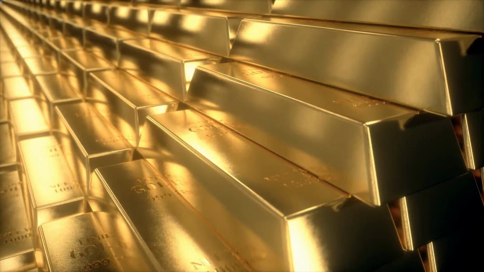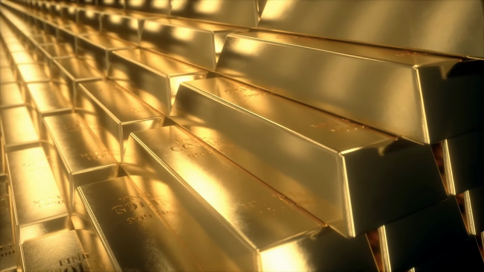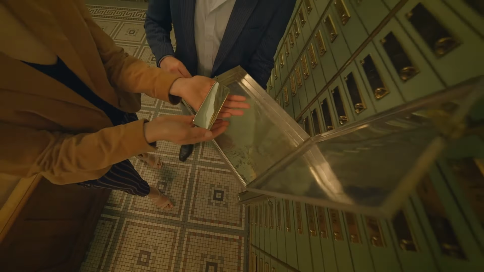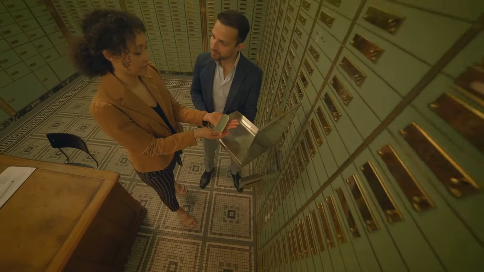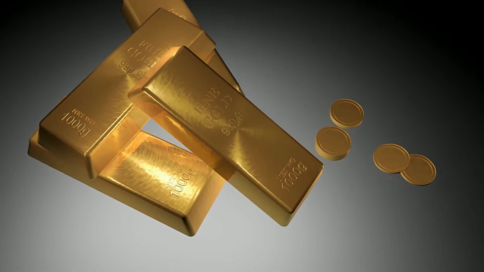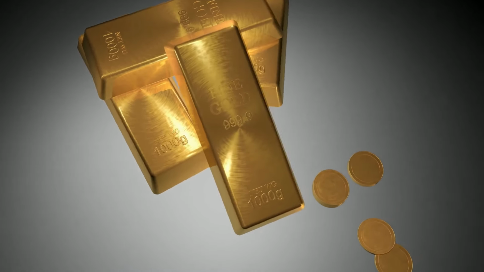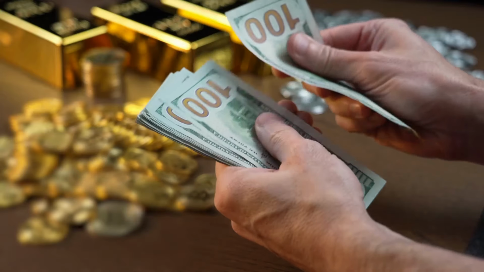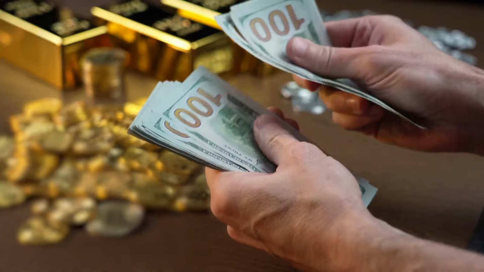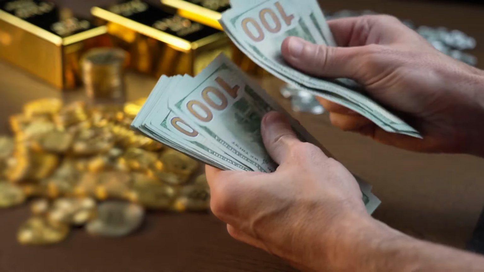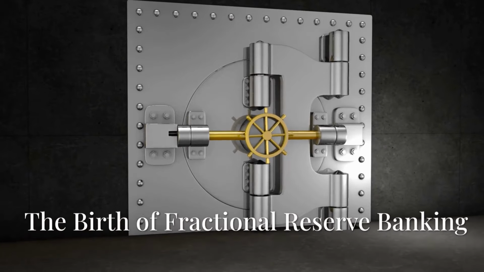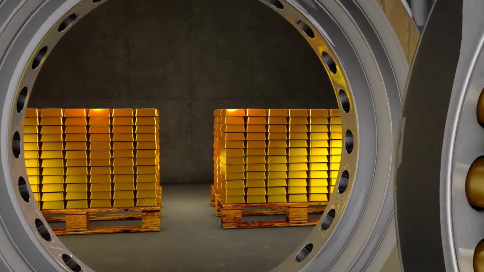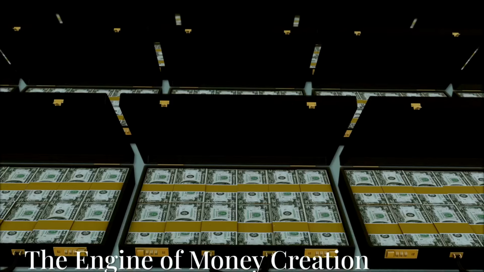Goldsmiths, recognizing the potential of this system, realized they could lend out a portion of the deposited gold and earn interest. This practice of lending and earning interest was the beginning of what we now consider traditional banking activities. They issued more receipts than the gold they held in reserve, effectively creating money. This overissuance of receipts allowed for the expansion of credit and the growth of the economy, but it also introduced new risks and challenges that would shape the future of banking. This practice, known as fractional reserve banking, became a cornerstone of modern banking systems.